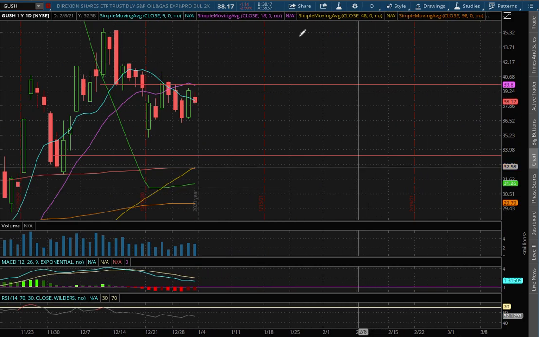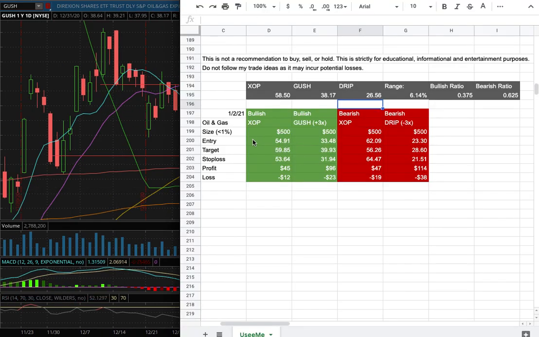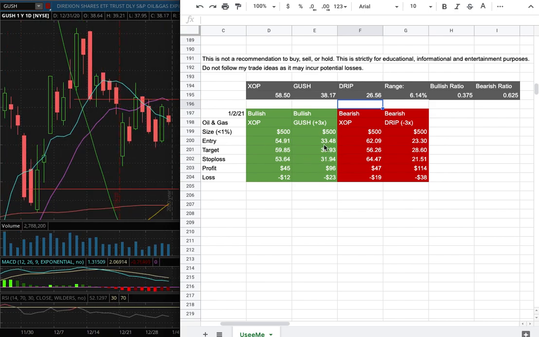As for the trade idea of the week, my position size is less than 1% of my portfolio, and my long entry is at $33.48. And that is this red line here, and that coincided with previous support levels that date back to December 1st. My sell target is at $39.93, and that is this range here, and that coincided with the 18-day moving average, this purple line.